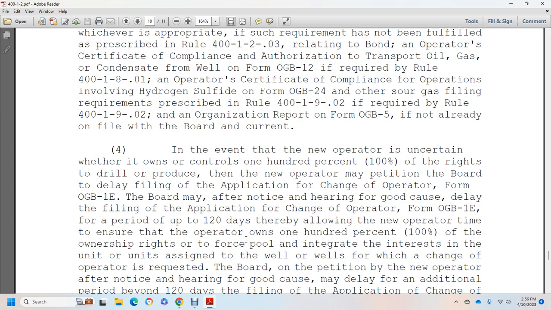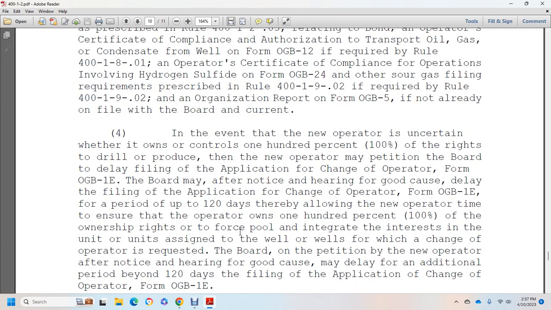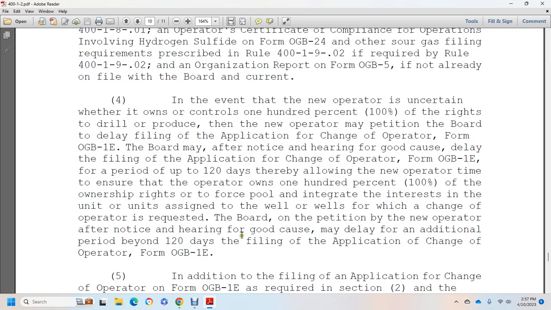the new operator, in addition, may ask the board to delay the filing of the application for change of operator, form OGB-1E. The board may give notice of a hearing for good cause of delay following the application for change of operator, form OGB-1E, for a period of up to 120 days thereafter, allowing the new operator time to ensure 100% ownership of the right, through forced pooling to integrate the interests of the owners in units assigned to the wells for which the operator is being changed. At the request of the new operator, the board may notice a hearing for good cause of major delay for an additional period beyond 120 days of filing the application for change of operator, form OGB-1E.